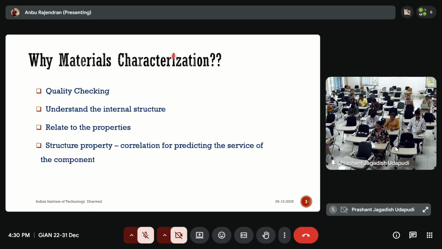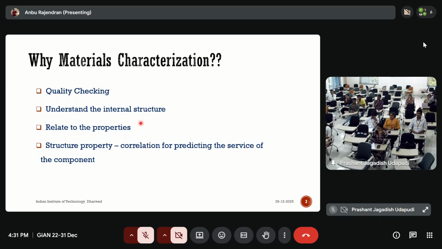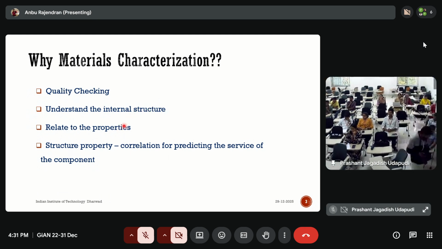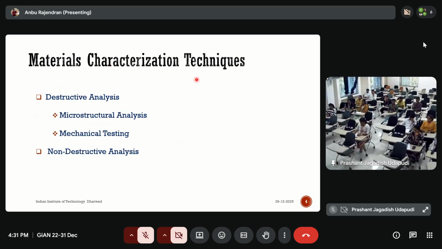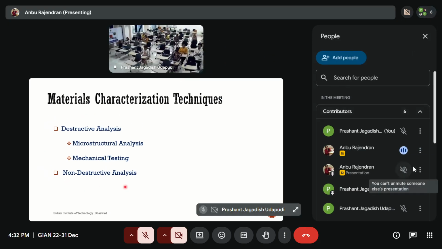So, why is material characterization needed? Whether the component is fit for service, or fit for a certain application, whatever you are aiming for, can be determined by correlating the structure with the properties. The structure and properties can be studied by characterization. Material characterization techniques are generally classified into two major types. One is destructive analysis, another one is non-destructive analysis.